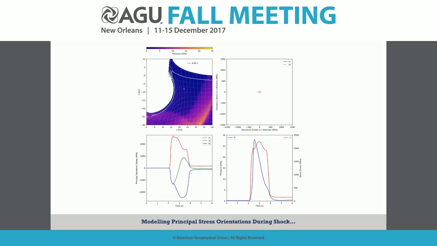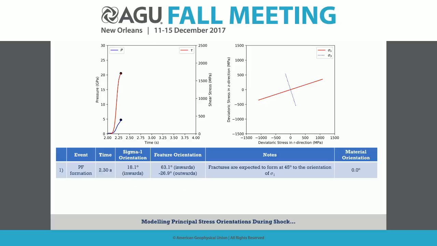And what we're going to do now is try and see if we can relate the observations that we saw earlier about the shock deformation to the orientations of stress that we can model here. Okay? So the first stage, which is after the elastic precursor arrives, which is this little tiny blue lump there on this shock pulse, this is where we would think that planar fractures would form, during the very earliest stages. And at this point, the maximum principal compressive stress is dipping into the crater at 18 degrees, okay? And what we would expect is that if these are shear-related fractures, they will be forming at 45 degrees to the maximum principal compressive stress.